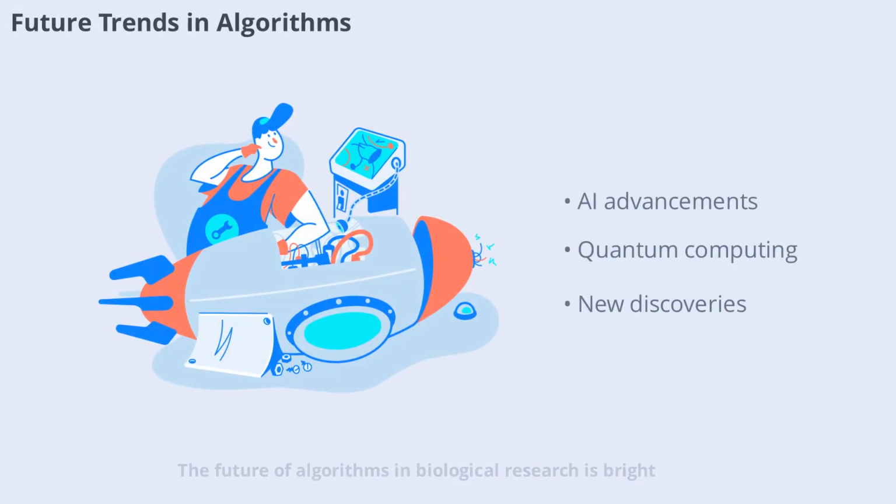The future of algorithms in biological research is bright. Advances in artificial intelligence, quantum computing, and data science will enable even more powerful and efficient algorithms. These innovations will open up new possibilities for understanding life, treating diseases, and improving human health.